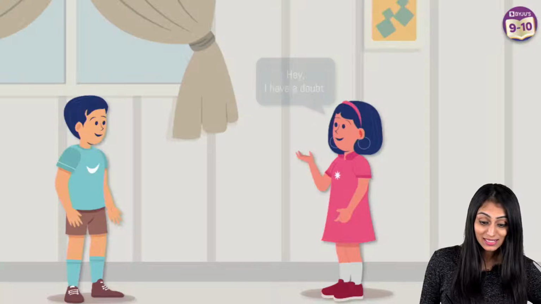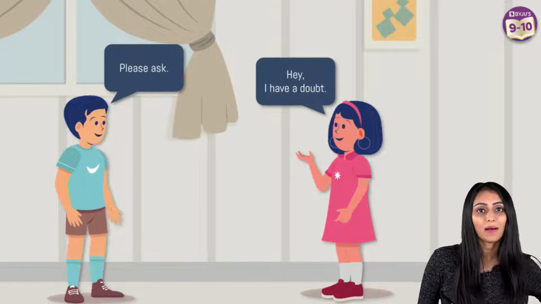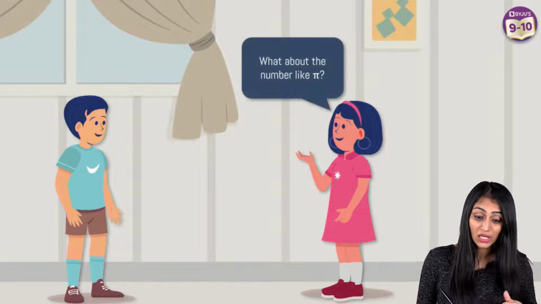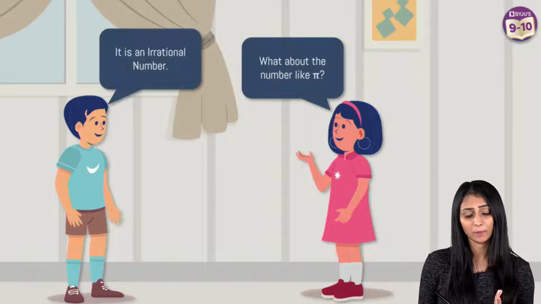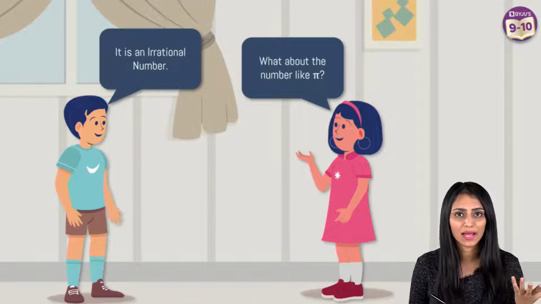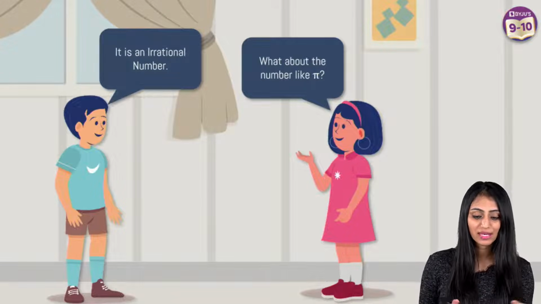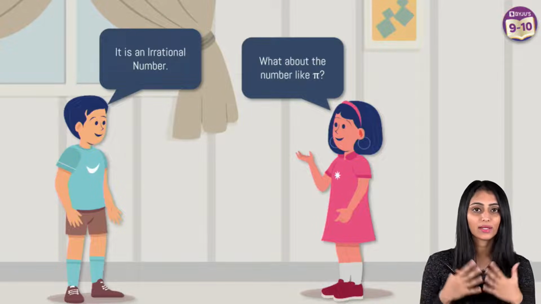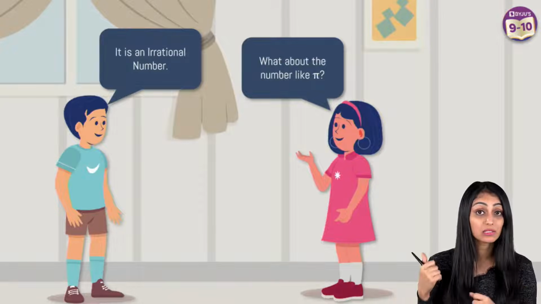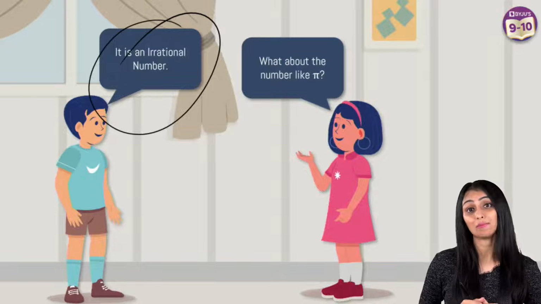Now let's see what those kids are doing. She says, hey, I have a doubt. That smart boy says, okay, ask me. She says, what about numbers like pi? Because we have been using pi since grade 6, but we never try to understand what kind of number it actually is. But this girl Simran is so curious.